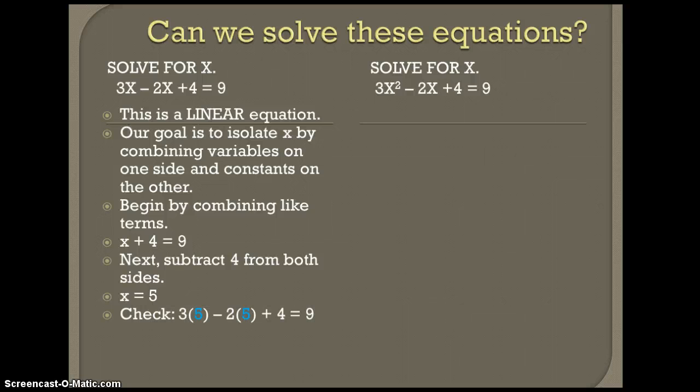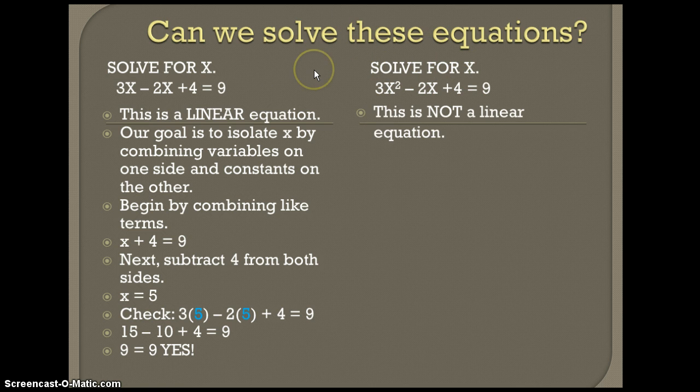And of course, we always check our answer, so we replace x with 5 in the original equation. 15 minus 10 plus 4 equals 9, and a little simplifying tells us that 9 equals 9. So yes, we have the correct solution. Now let's look at this equation over here. This is not a linear equation.